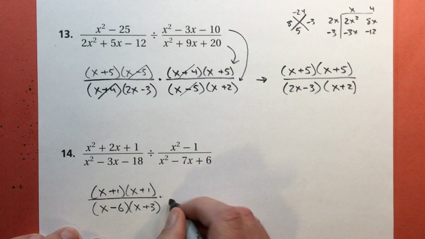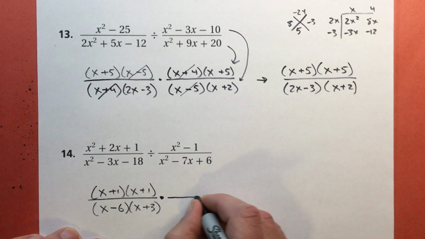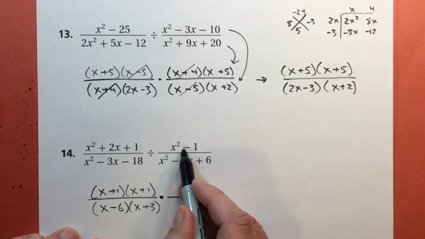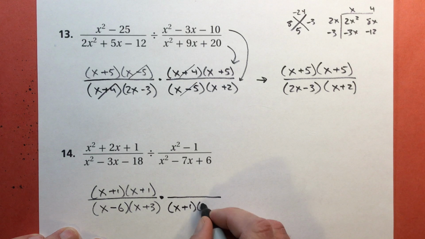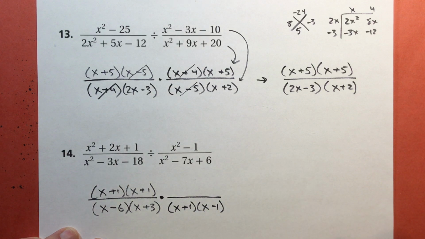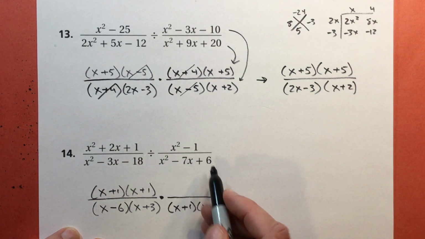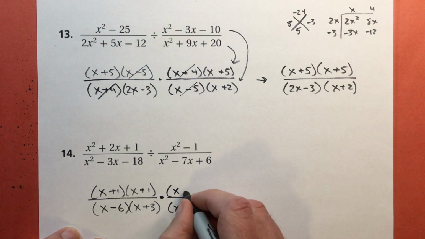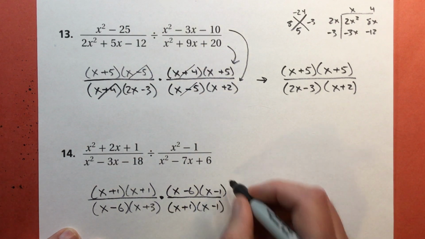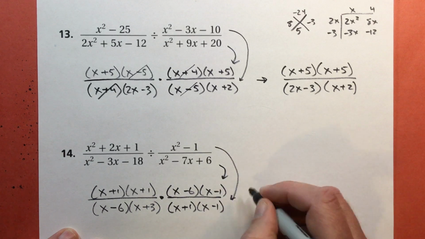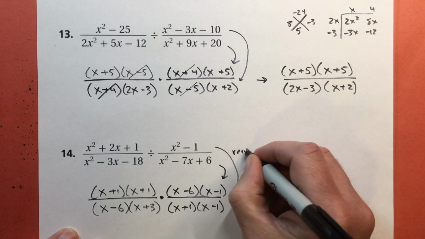Now I'm going to multiply. I'm going to take the x squared subtract 1, factor it into x plus 1 times x minus 1, difference of two squares, but that goes into the denominator. And the x squared subtract 7x plus 6, that's x subtract 6, x subtract 1, that goes in the numerator. So that goes there and that goes there because of the reciprocal.